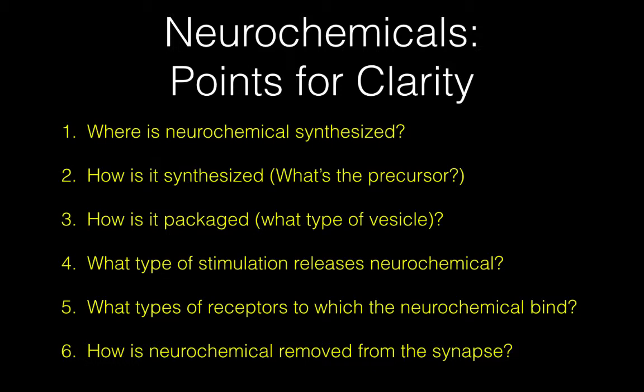Number 4, what type of stimulation releases the neurochemical? Do you need a long train of action potentials, or is one or two enough for some release of the neurochemical into the synaptic cleft? Number 5, once in the synaptic cleft, what types of receptors will the neurochemical bind to at the postsynaptic cell? And lastly, how is the neurochemical removed from the synapse? For example, for many small neurotransmitter molecules, it's simple diffusion, whereas for larger neuropeptides, some proteases or enzymes will be needed to break down the neuropeptide.